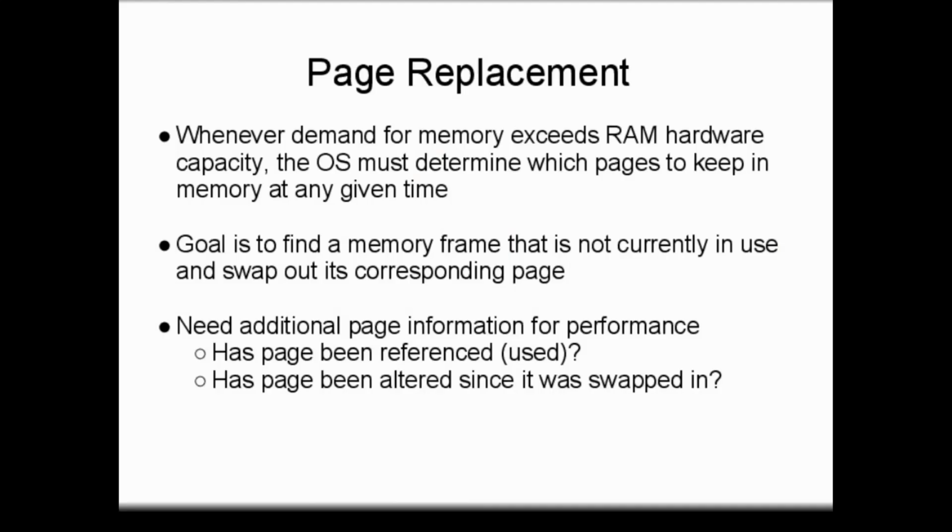Whenever there is a demand for memory that is greater than the actual amount of physical RAM installed on the system, the operating system must determine which pages will be kept in memory and which pages will be swapped out to disk. When memory frame contents are swapped out to disk, the operating system needs to find a page of memory that is not currently in use. Furthermore, in an ideal case, the operating system should also pick a page that will not be used for some time, so as to reduce the total number of page swaps.